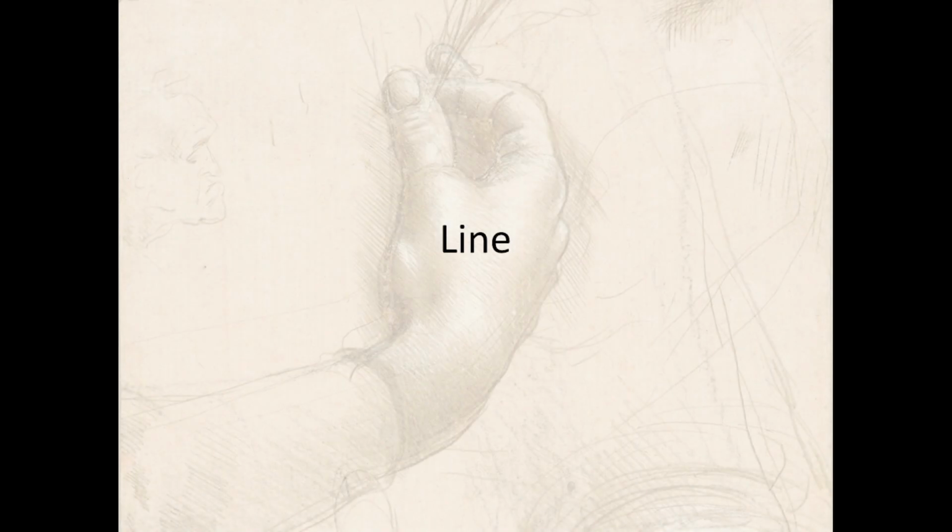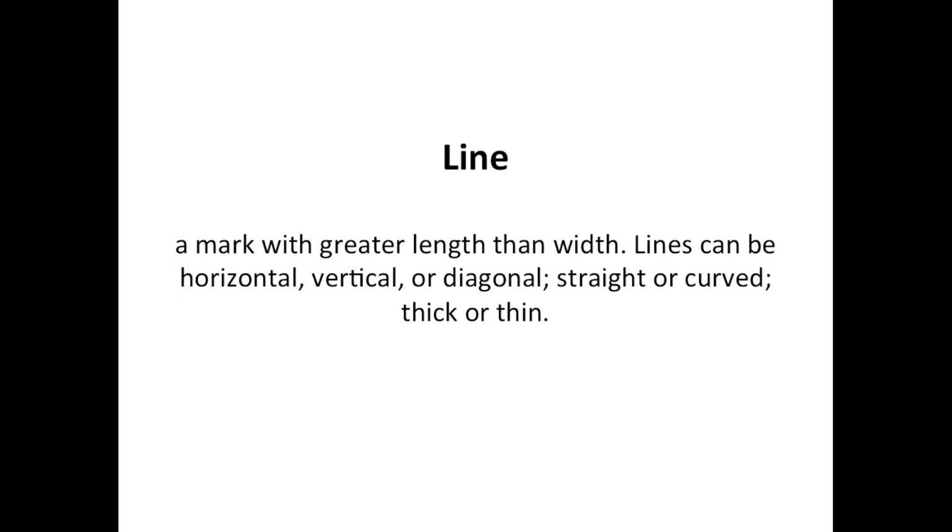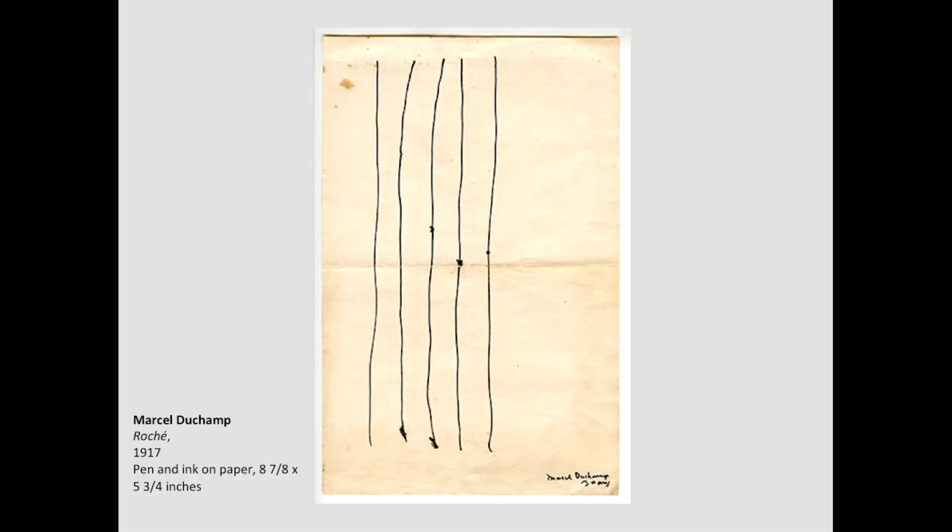One of the most basic elements of design is a line. A line is a point in space. It's a connection between 2 points. It's an implied connection between points. It's all of these things. It's a mark with length greater than width. Lines can be horizontal, vertical, diagonal, straight or curved, thick or thin. The simple act of drawing a line can be the centerpiece of a work of art.